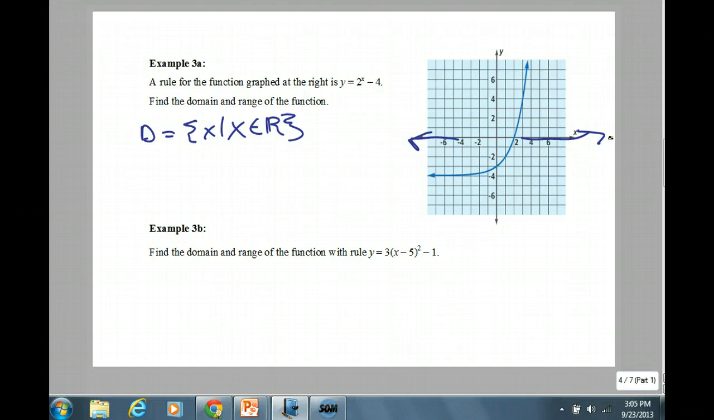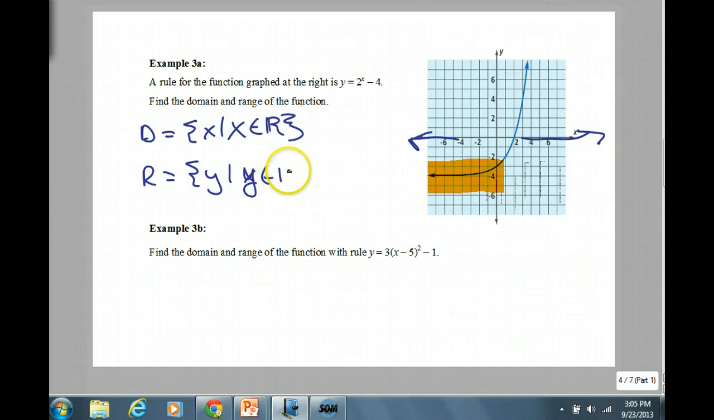Okay. But y, however, ends at this point right here, right? At -4. So I'm going to say the range for this is y such that y is all real numbers. Oops, I put x. Y is all real numbers, and y is greater than -4. Because that's the lowest that y goes down to.